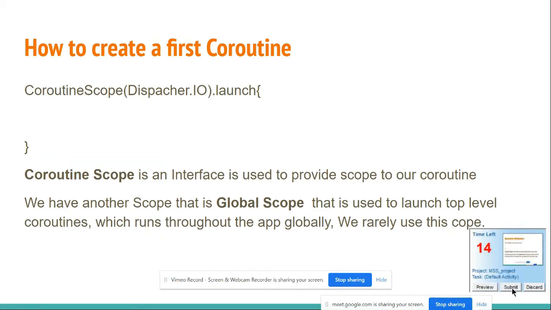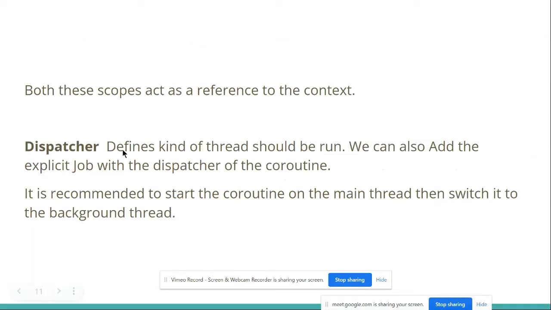The dispatcher defines on which kind of thread the coroutine should run. When we start a coroutine, it should run on the main thread, or it should run in the background. That's why we use the dispatcher. We mainly define it with the scope.